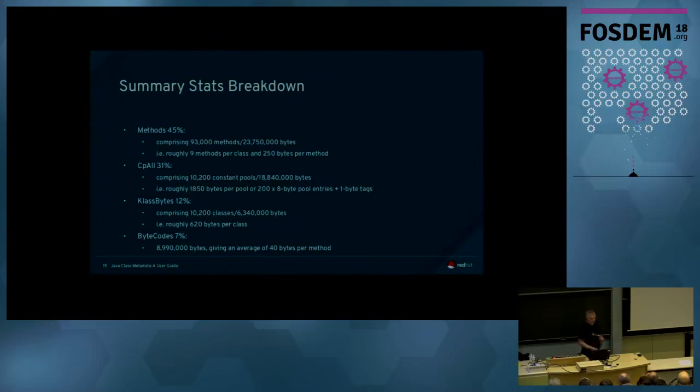Whereas if you look at the class bytes, the class is on average about 620 bytes. And the constant pools, on average, you don't actually have a constant pool for every class. They're not for array classes. But you've got 1,850 bytes. And if you think about a pool full of 8-byte entries, pointers, or constant number values, and 1-byte tags, divide that by 9, and that gives you about 200 entries on average in the constant pools for this class model. So constant pools are really quite big.